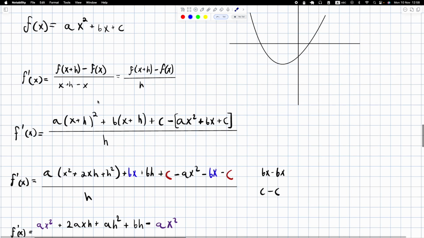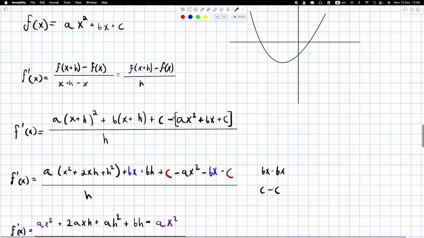Now what I did was just putting this inside. So whenever I see x, I just added x plus h, and whenever I saw x here, I just added x. Okay, so this is the same. So I get a times x plus h, all of this squared, and then plus b times x plus h plus c. Okay, and then all of it divided by h.